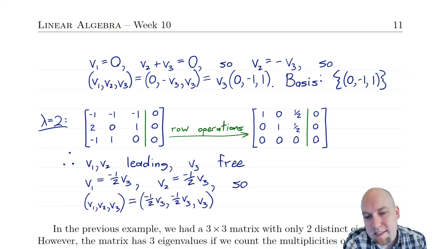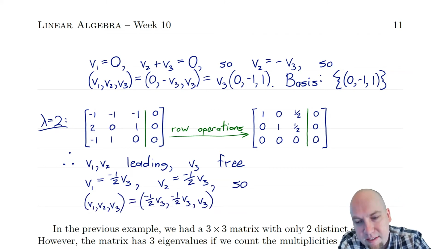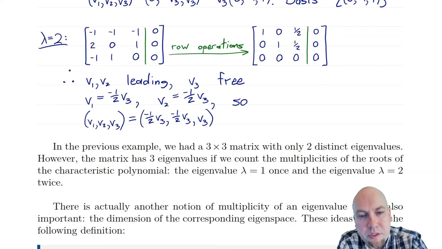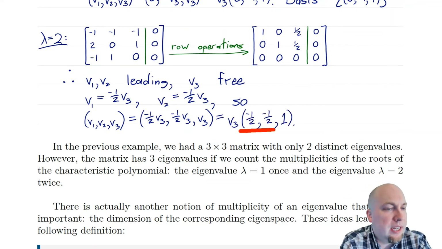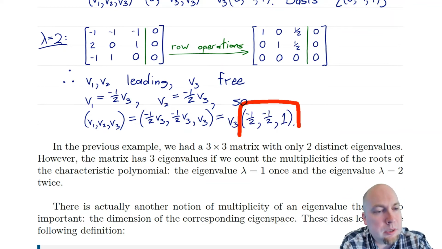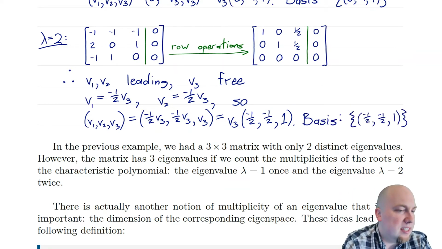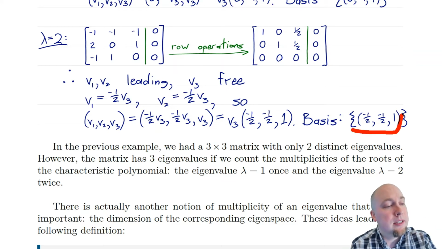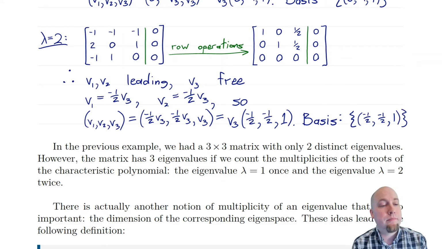And then what does that tell you? Well, if you put it in vector form, it tells us that v1, v2, v3 equals, well, what was v1 equal to? It equals minus a half v3. What was v2 equal to? It equals minus a half v3. And what's v3 equal to? It's free. It just equals itself. And then you can factor the v3 out of everything, and you're left with the eigenvectors being multiples of minus a half, minus a half, 1. In other words, the single vector here again forms a basis of that one-dimensional eigenspace.